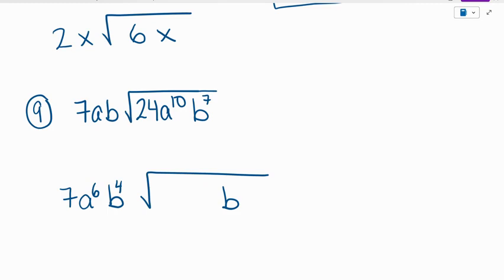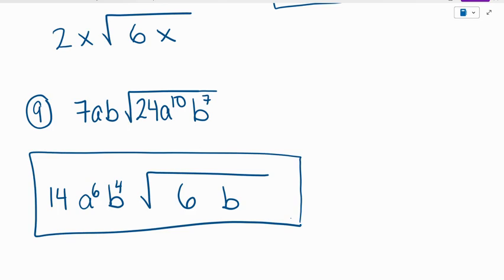And then we have 24. Well, we know 24, we've done this a bunch of times already. We're going to break 24 down into 4 and 6. The 6 stays on the inside. The 4 is coming to the outside. But what is that 4 going to multiply with? The 7 to make a 28. Oh, not a 4, sorry, a 2. The 2's coming out, which will make it 14. Sorry.